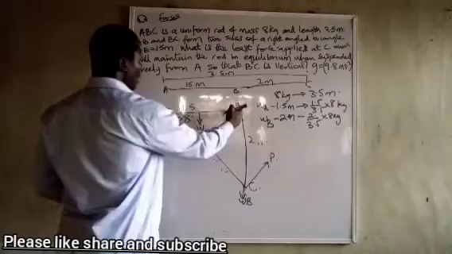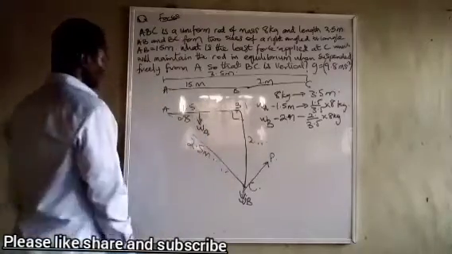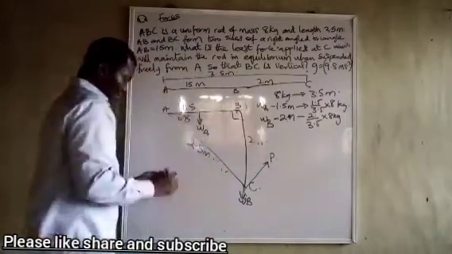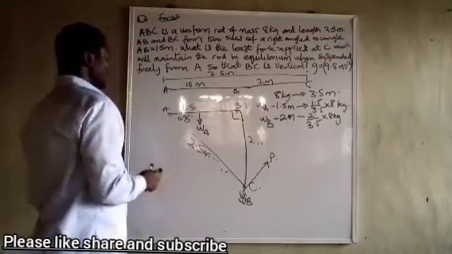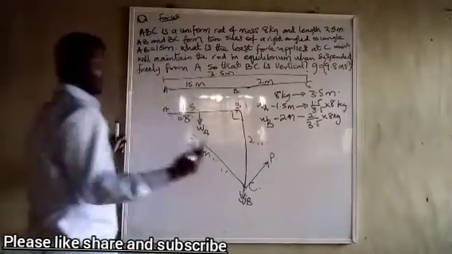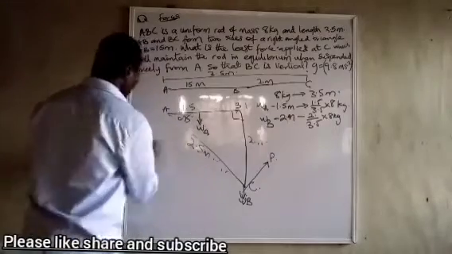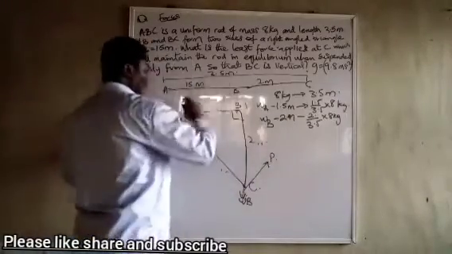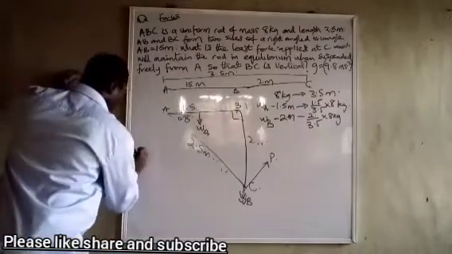And that is 1.5 meters from A, perpendicular distance. And we know that the distance of this place to C is 2.5 from our triangle, right angle triangle relationship, 3, 4, 5. Then we use Pythagoras rule, we get this one. So P, this will be the clockwise moment, and this one is anti-clockwise moment.